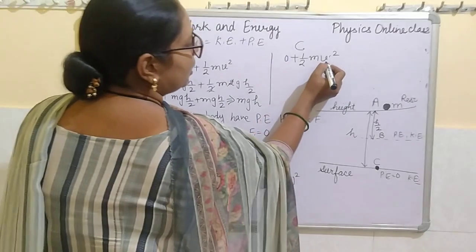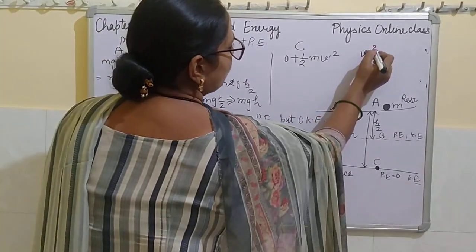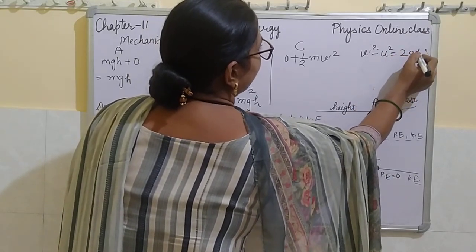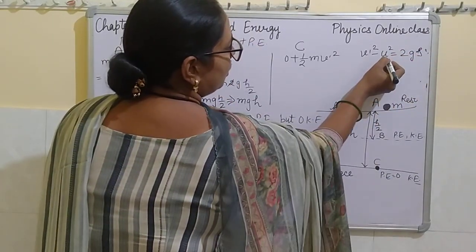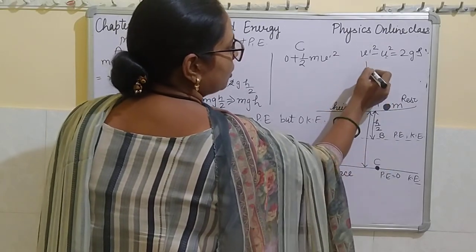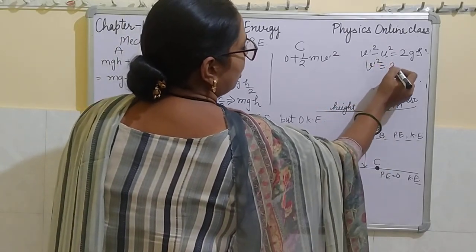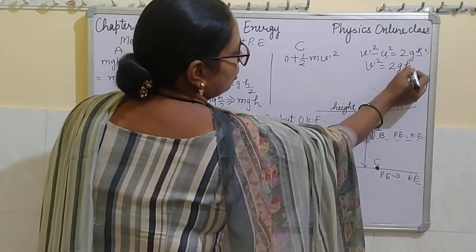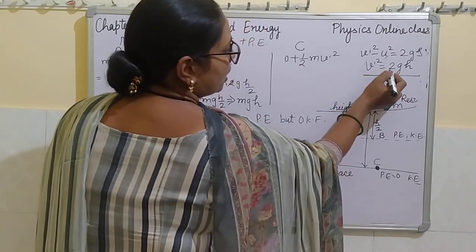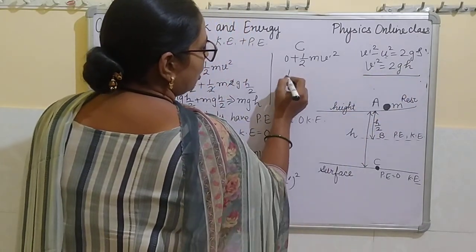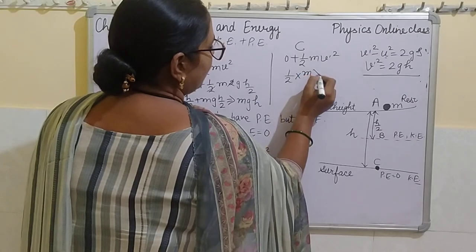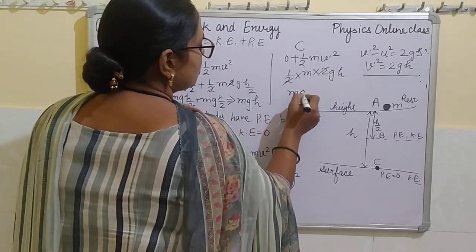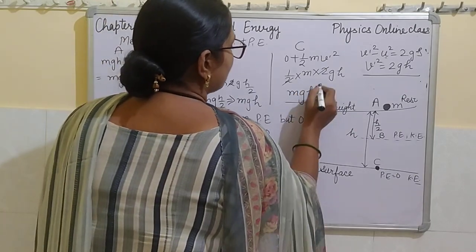How? We will calculate the value of v dash square by using third equation of motion. So what will be our u? From the starting point, u is 0. And what will be the total distance covered? It is h. v dash square is 2gh, half into m into 2gh. So again our answer will come out to be mgh.